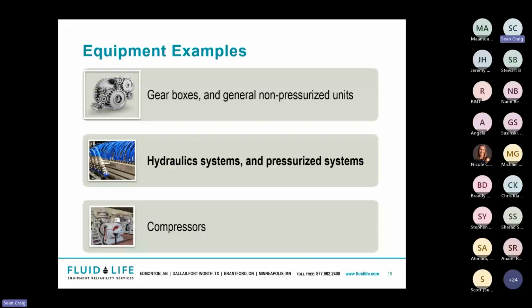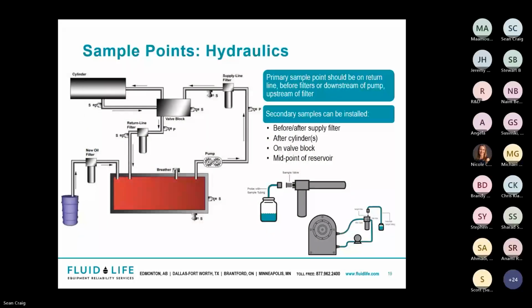So for hydraulic systems, this is a very generic view of a hydraulic system. Hydraulic systems are nice because when they're live, they provide good pressure and good flow, which is great for the sample because you can take a nice representative sample. The ideal location on a hydraulic system is the return line before the filter. So here's that return line filter. Maybe where this little P point is, that could be a sampling point while the system is under normal conditions.